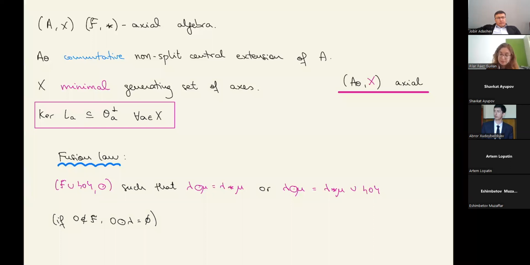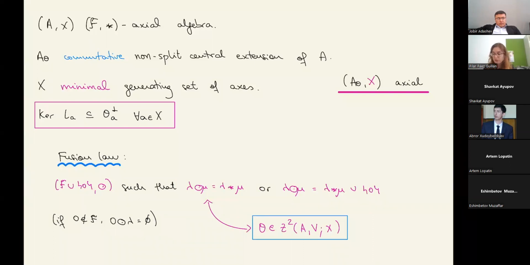And well, as I said before, sometimes we're interested in having exactly the same fusion law. And we can characterize this, and we did characterize this, but the condition is quite horrible and technical, so I decided not to write it here, just say that this can be perfectly characterized. And when these conditions hold, we are going to say that theta is a 2 cocycle in our setting, okay, with respect to A, to V, and to the set of generating axes X.